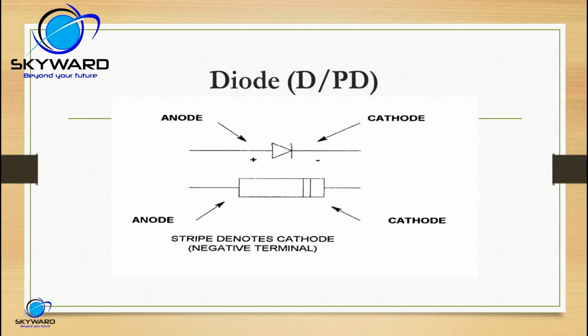Okay, the anode can also be represented as the positive side. The cathode can also be represented as the negative side. On the cathode side, the negative side, one mark will be there. On the positive side, no mark will be there. Okay, what is the work of a diode?